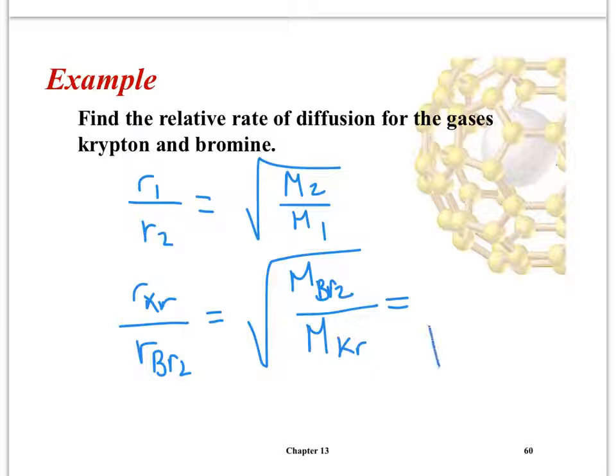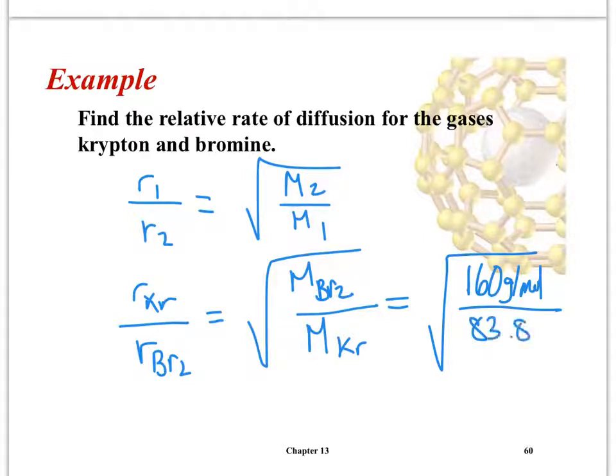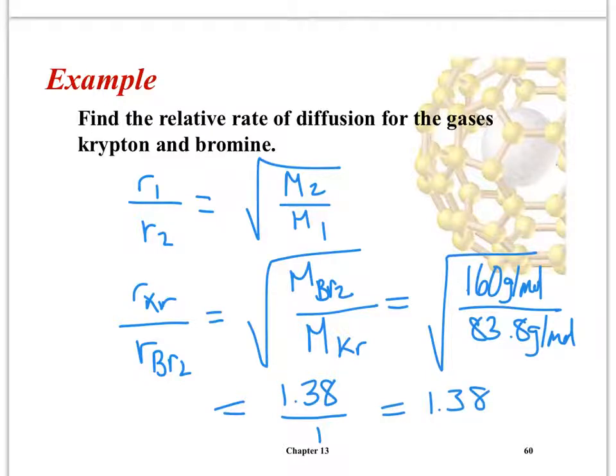So that is going to be equal to the square root of about 160. Each bromine is about 80 grams per mole, so Br2 would be 160. And then krypton is 83.8 grams per mole. And so this ends up being 1.38. Now I'm going to put it over 1 for now. It's the same thing as 1.38, but I just want to explain what that means.